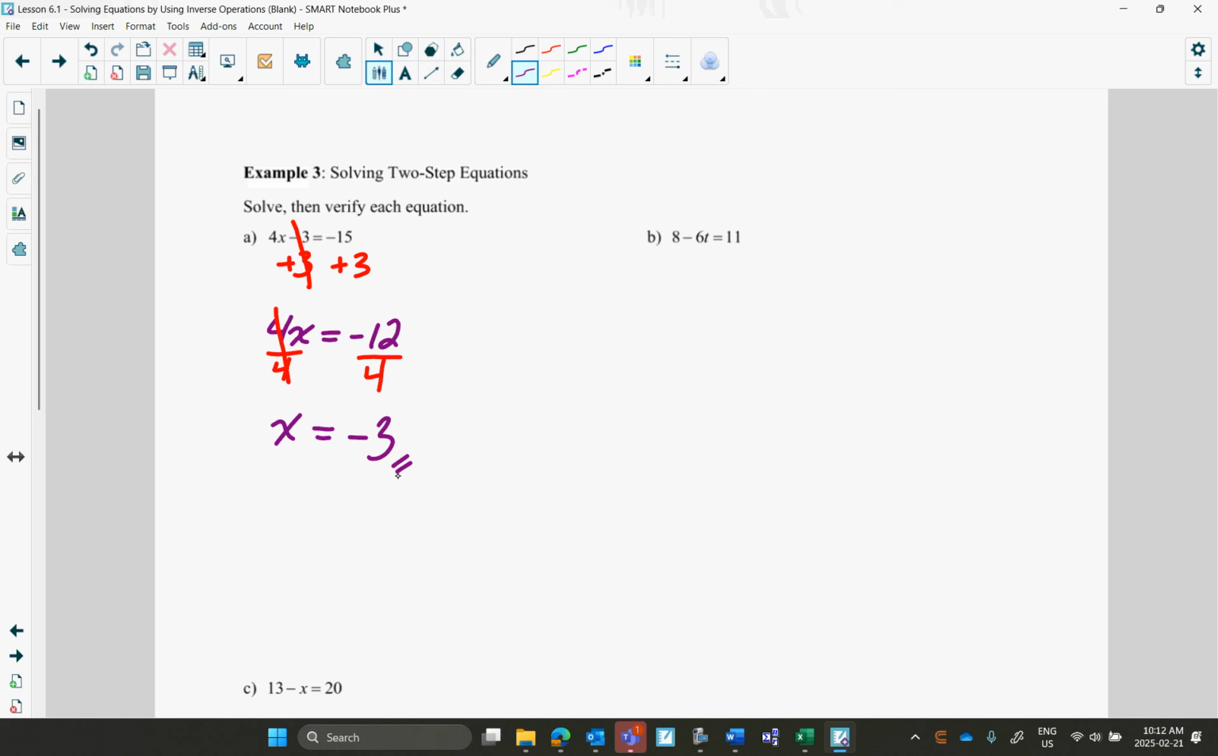See if you can try B. B is going to give you a fraction answer. I'll give you that as a hint. Don't let the fact that the T isn't first and the 8 is after throw you. Remember, this is multiplication, so we get rid of that last. So I got to get rid of 8. Subtract 8.